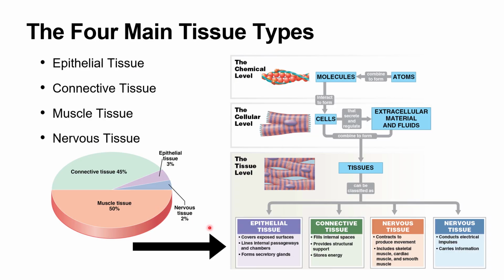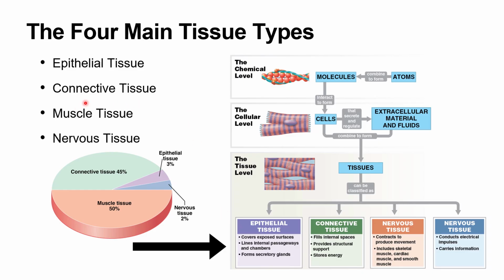So with epithelial tissue, it's going to be what ends up covering exposed surfaces. Think of things like your skin, which is an exposed surface made up of epithelial tissue. It's also going to be what lines the internal passageways and chambers of the body. So we're thinking about things like the linings of all of our organs, especially when it comes to the GI tract as well. And then, of course, our epithelial tissue is going to form our secretory glands. So we're talking about glands both in organs and on our external surfaces, things like oil glands and sweat glands as well.